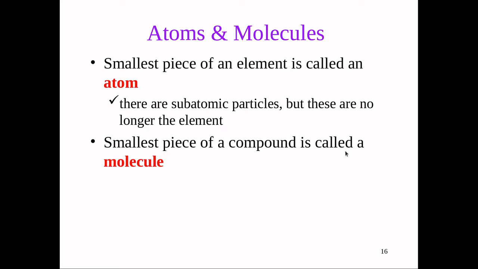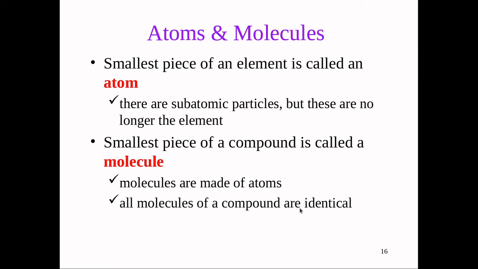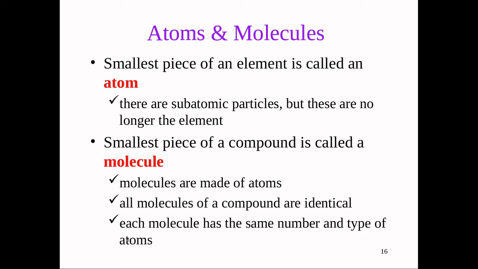The smallest piece of a compound is called a molecule. All right. These molecules are made out of atoms, and all the molecules of a compound are identical. Okay, so a pure compound has all the same molecule inside of it. All right, and each of these molecules has the same number and type of atoms that are arranged in the same way, bound to each other in the exact same way. So the big lesson here is that atoms go with elements. So elements are made out of atoms, and molecules go with compounds. Compounds are made out of molecules.